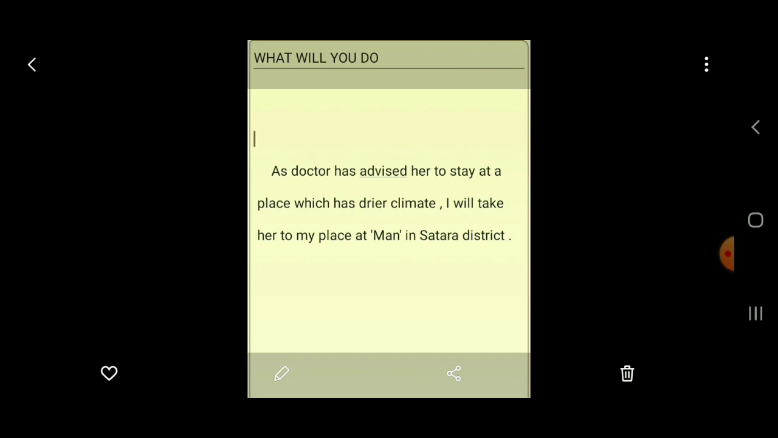Doctors have advised her to stay at a place which has drier climate. What should you do? The answer is here. As the doctors have advised her to stay at a place which has drier climate, I will take her to my place in Man, Satara district. The reason is, this place being in the interior, it will be having drier climate and drier climate will be suitable for grandmother.